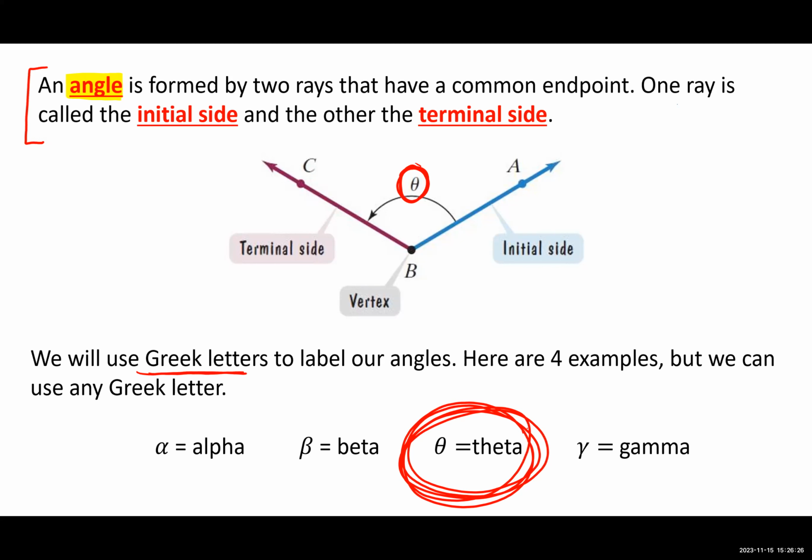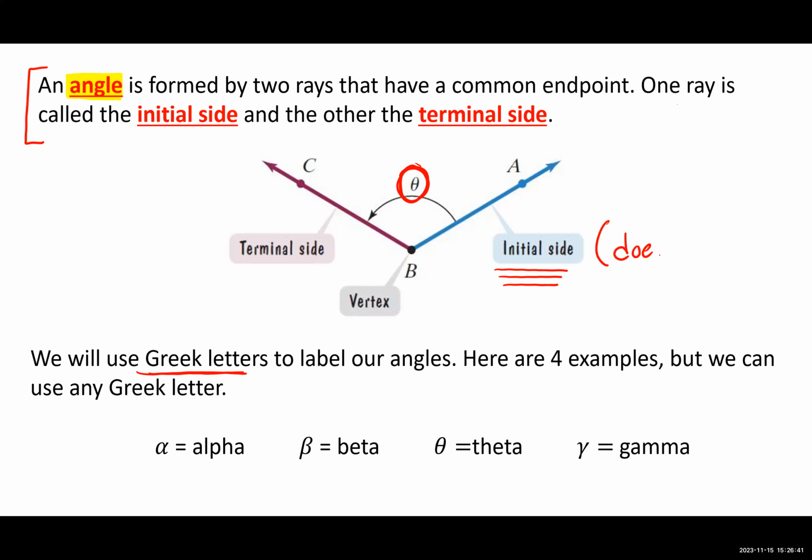Okay, so we need to be consistent. So everyone has to be doing things the same way. And to do that, we're going to label one side or one of the rays as the initial side. This is the one that doesn't move. Right? The initial side doesn't move. The terminal side, the other ray, that's the one that's rotating.